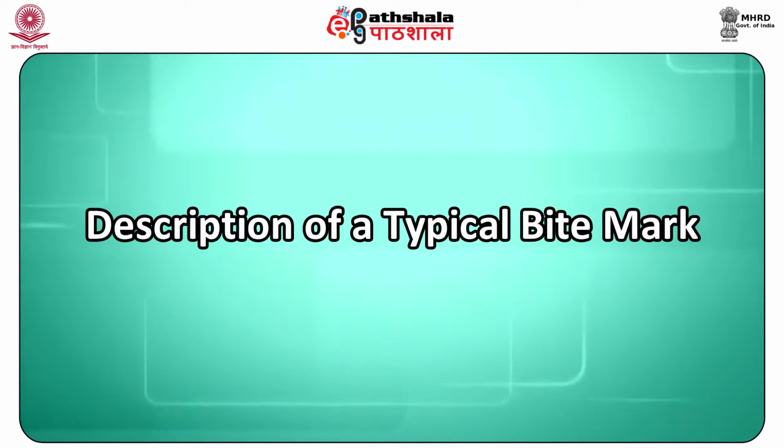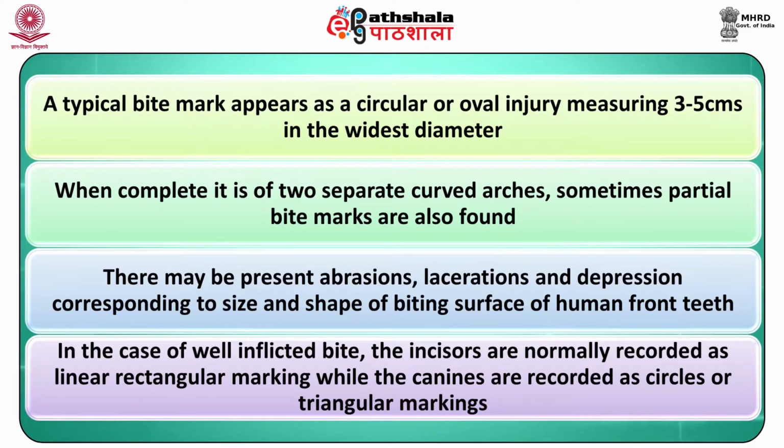Now, I will tell you the description of a typical bite mark. A typical bite mark appears as a circular or oval injury measuring 3 to 5 cm in the widest diameter. When complete, it is of 2 separate curved arches. Sometimes partial bite marks are also found. They may present as abrasions, lacerations and depressions corresponding to the size and shape of the biting surface of human front teeth. In the case of a well-inflicted bite, the incisors are normally recorded as linear rectangular markings, while the canines are recorded as circles or triangular markings.